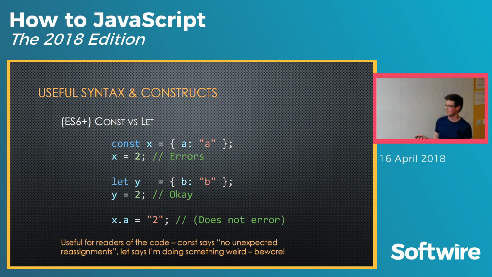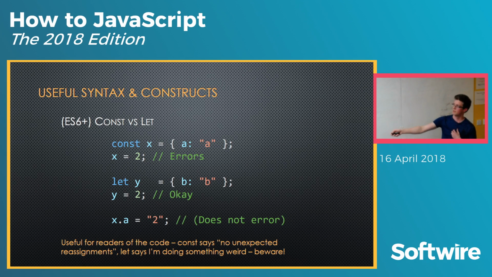Let says I'm allowed to do that. It's not a particularly big difference, but if you use const everywhere and you suddenly see a let, you're like, something strange is going on here. This code is doing something a bit atypical, not very functional. I need to take more care about what this is doing. So things that use for loops and then change things might use let, and it just gives you a bit of a heads up that your code is doing something a bit weird.